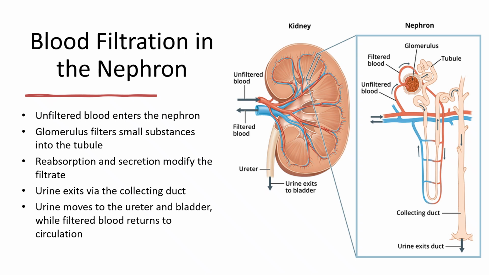Blood enters the nephron and passes through the glomerulus, where small substances are filtered into the tubule. As the filtrate moves along, reabsorption returns water and important solutes to the blood, while secretion adds waste. The remaining fluid becomes urine, which flows to the ureter and the bladder.